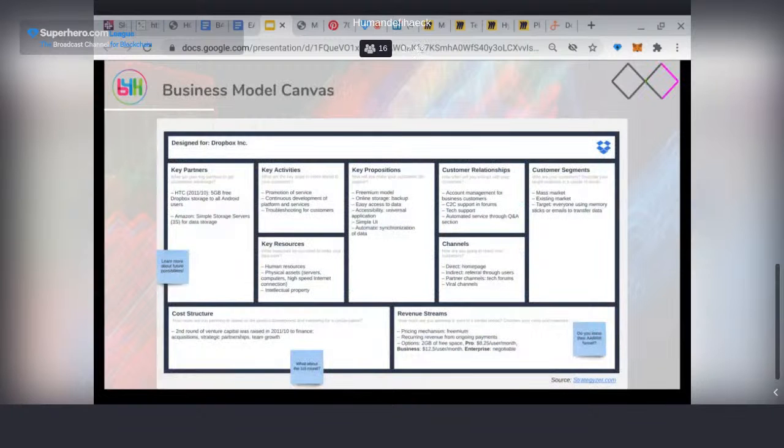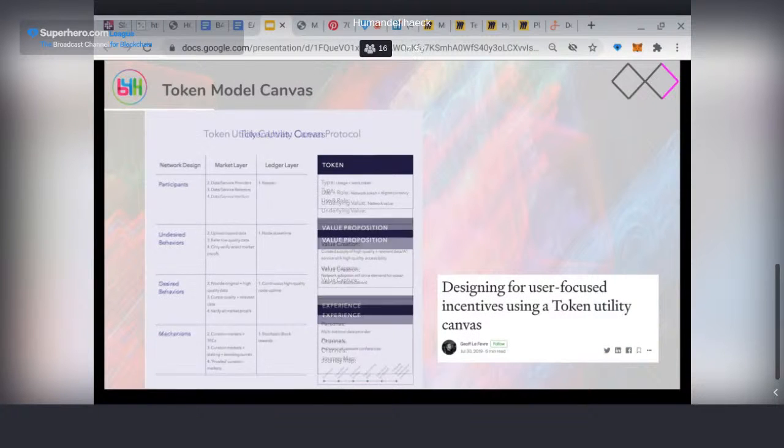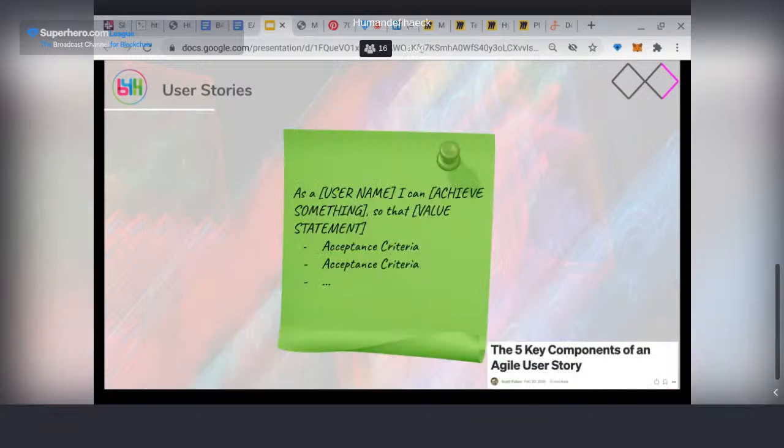The business model canvas, I'm sure this is not the first time you're seeing this. And here is where we stopped. So yes, the token utility canvas, in which you start empathizing a little bit with the behaviors of your users. We're going to speak more about that in detail later.